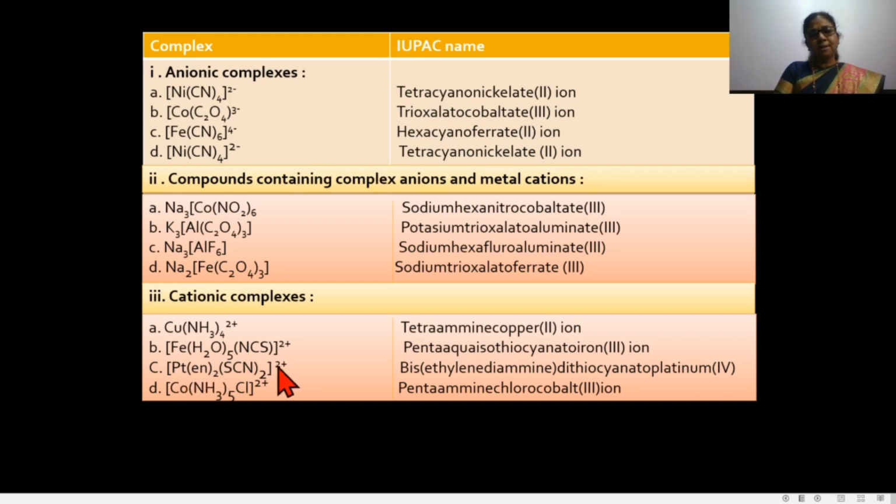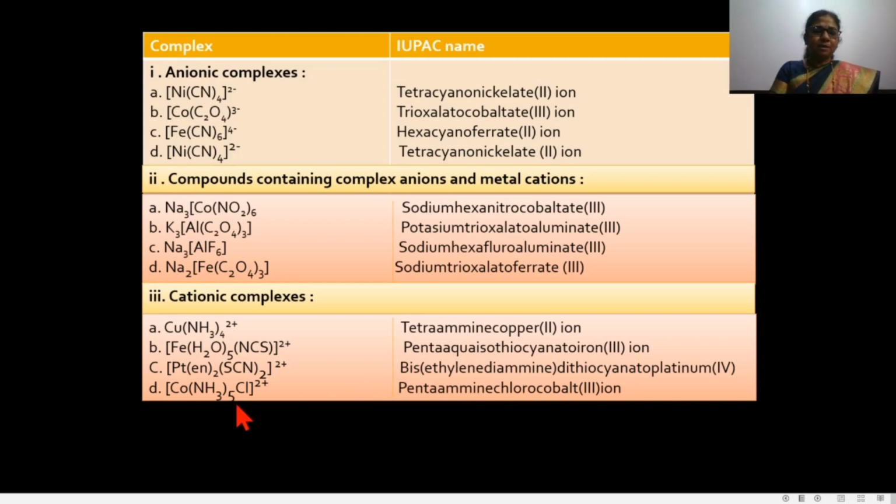Then what is the name of this compound? Bis, and write in brackets ethylenediamine. That means this ethylenediamine occurs 2 times. Bis(ethylenediamine)dithiocyanatoplatinum, and the oxidation number is 4. In this way, we give the IUPAC name as it is.